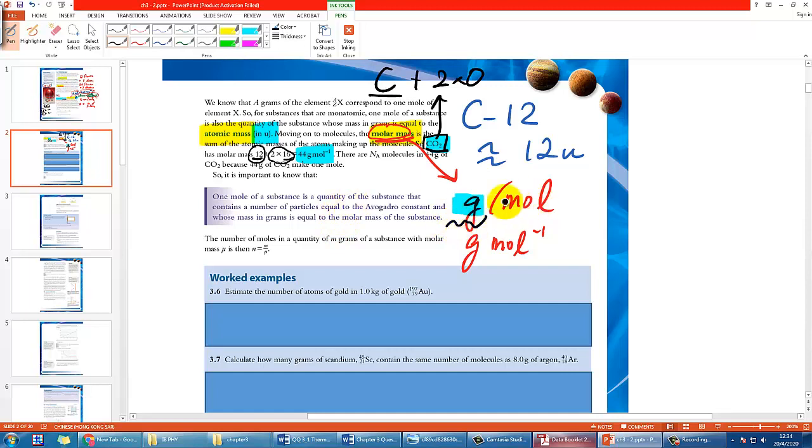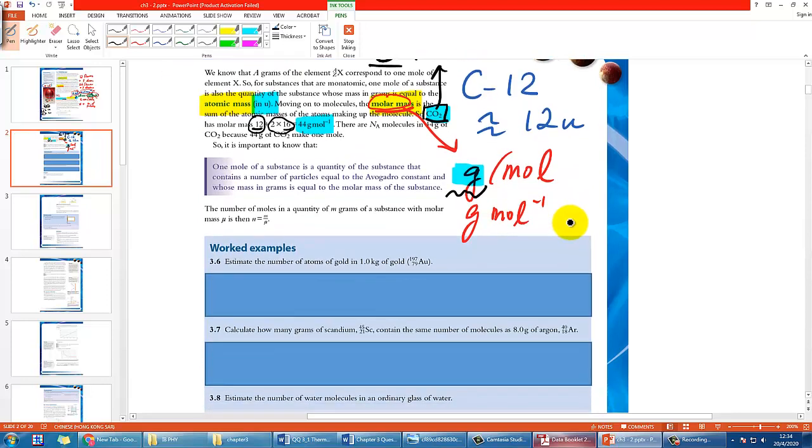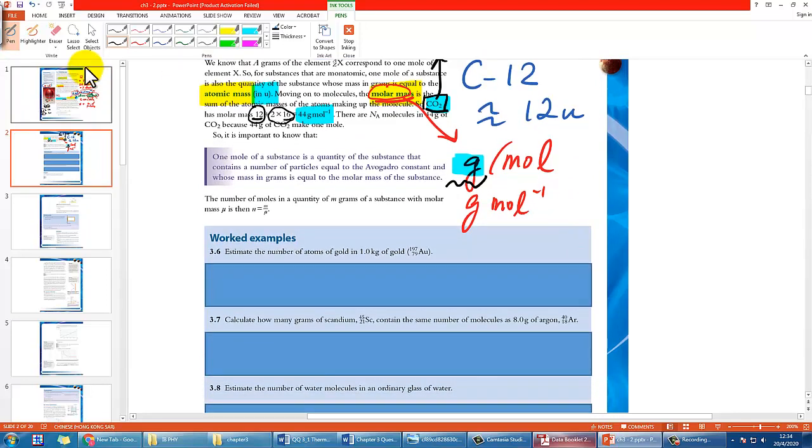If you do kg per mole, then it will be off by 1000 times. Okay, and lastly, there is a definition here where you can try to take a look, and it's actually quite obvious. 1 mole of substance is defined as the quantity of whatever substance that contains the number of particles that equal to Avogadro constant.